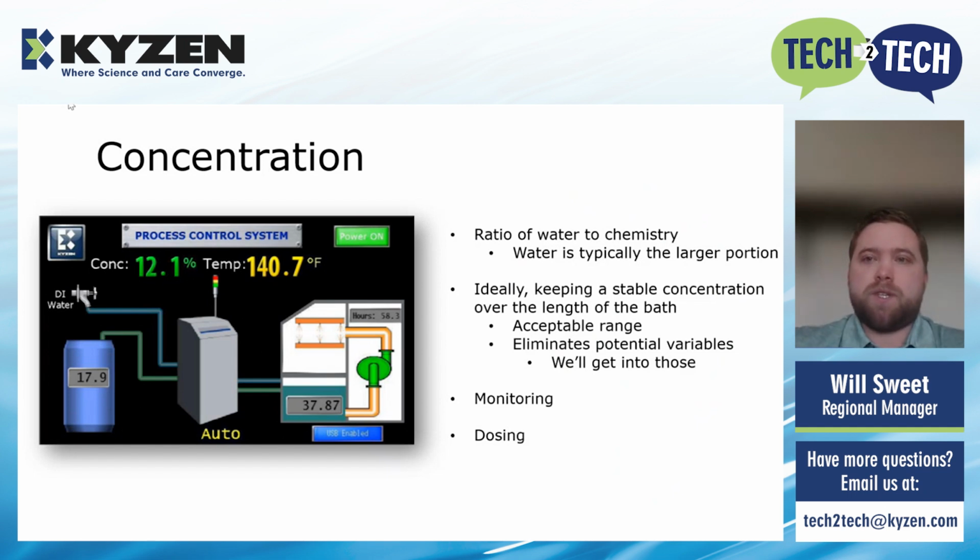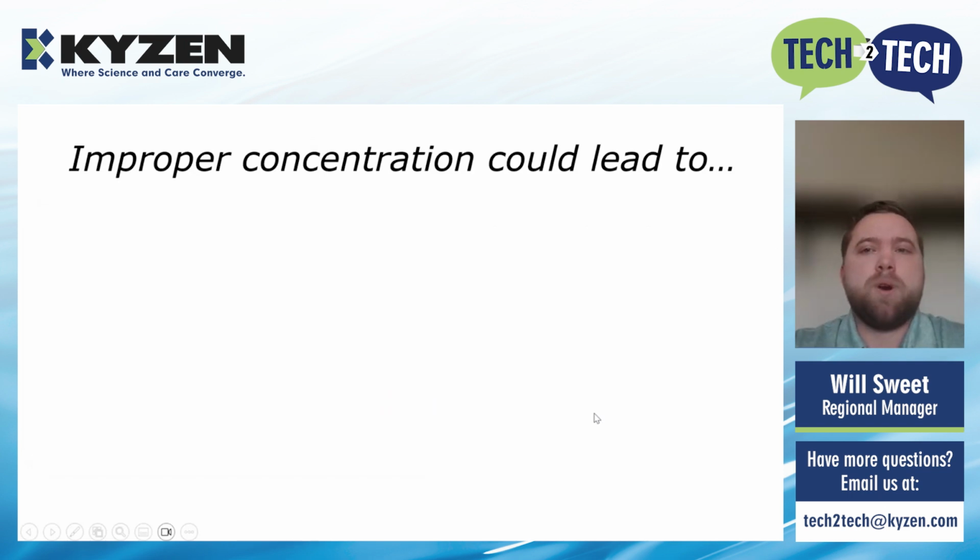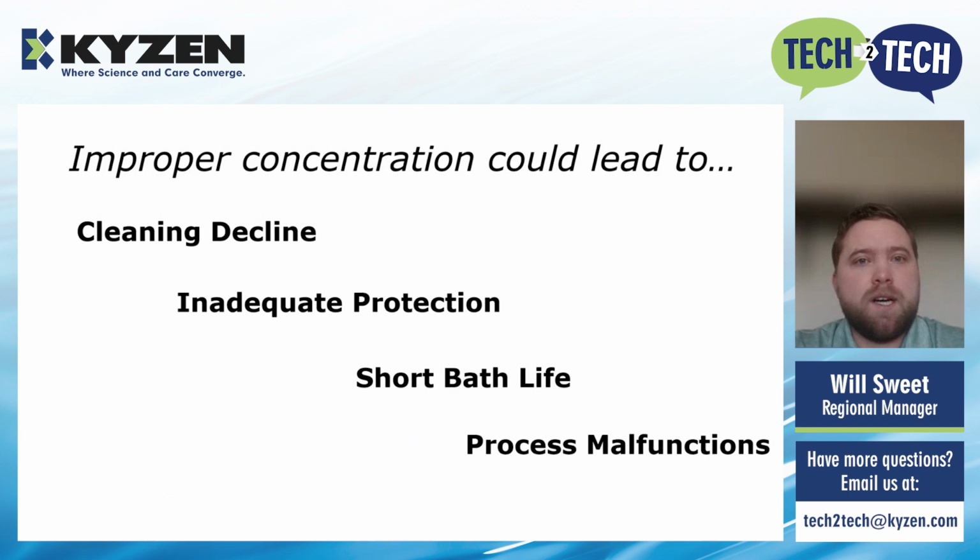With all this said, it's also worth mentioning something about monitoring the chemistry, using something to check the concentration, whether it's titration or conductivity. There are a few different methods out there to do that, so that you can always find out what your concentration is at any given time. And then dosing: once you know what that is, dosing with more chemistry to make sure that it is staying within that acceptable range. Improper concentration can lead to several different things, and that's what we're going to be talking about through the rest of the presentation. When your concentration is out of whack, it can lead to cleaning decline, inadequate protection, short bath life, and process malfunctions.